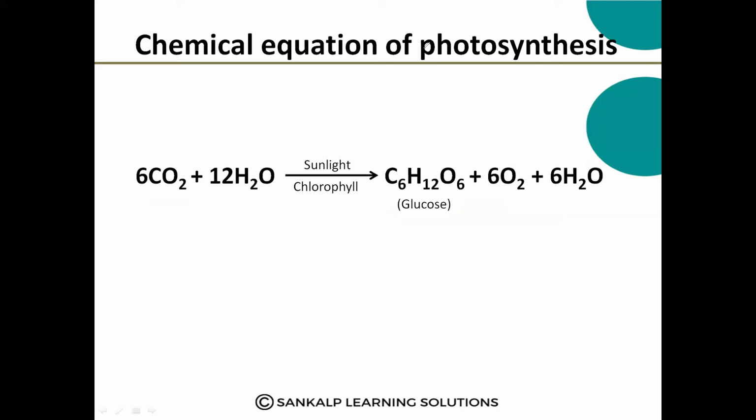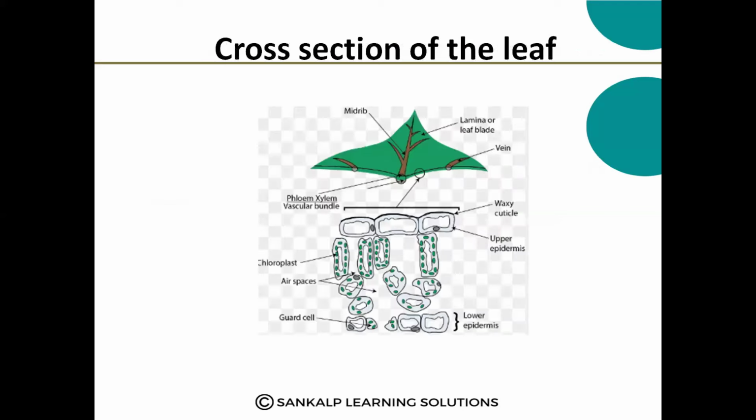Then in photosynthesis, the leaf is a very important structure. It absorbs the sunlight and contains the chlorophyll, right? So if we take a cross section of the leaf and observe it under the microscope, it shows the following structures: the upper epidermis and the lower epidermis.